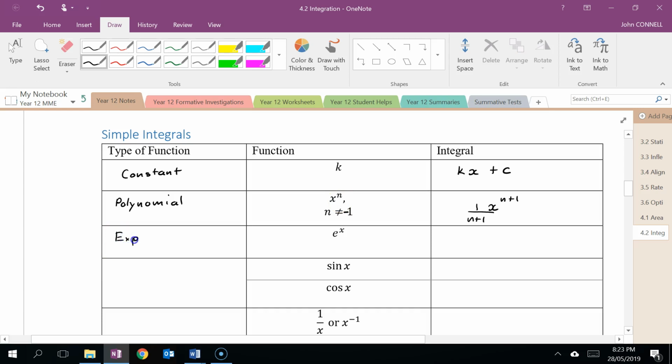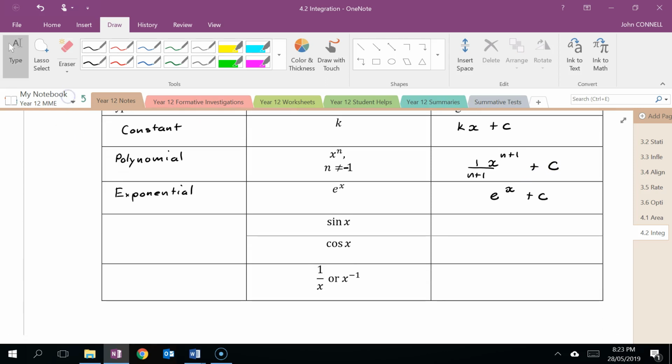Now, we know that the derivative of e to the power of x is just e to the power of x. So if I'm going to get a function that's going to integrate to give e to the power of x, then it'll just be e to the power of x plus c. And I should add my plus c to the previous one. It's easy to forget, but it's really, really important. Now, what about trigonometric functions? Well, we saw that they have a cyclic nature.